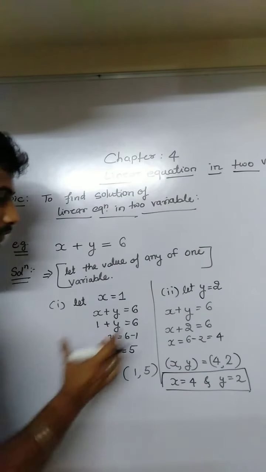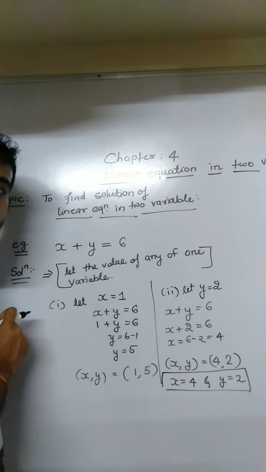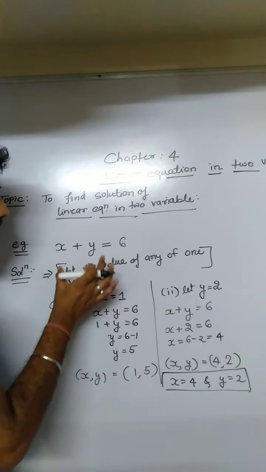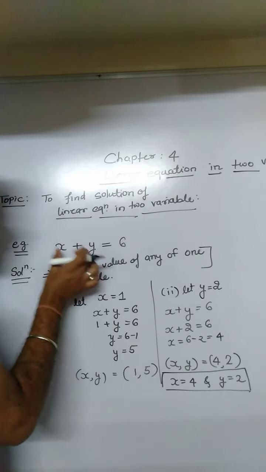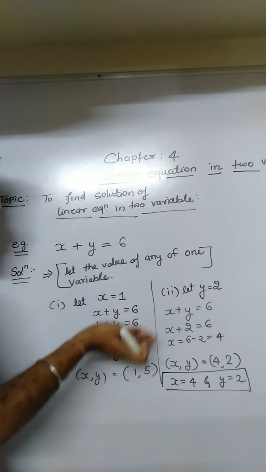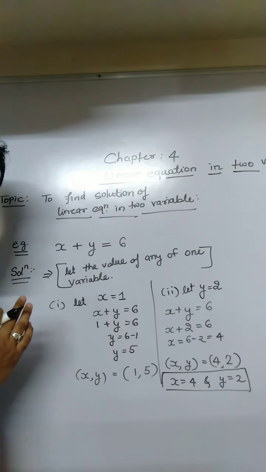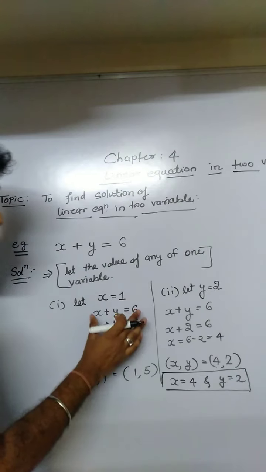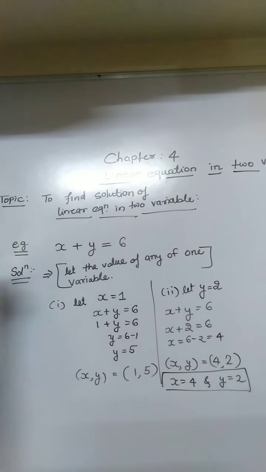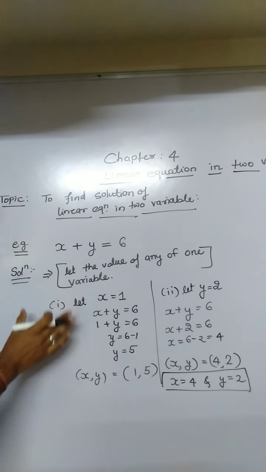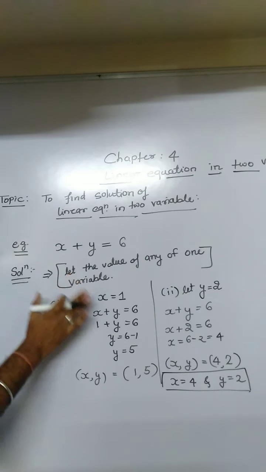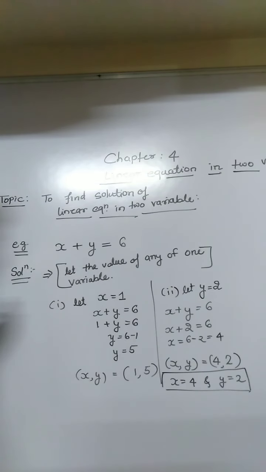I hope you all are clear how to find a solution. We need to let the value of any one of the variables, then put it in the equation to obtain the other value. Here you can also take a negative value also. It is not compulsory to take positive values only.